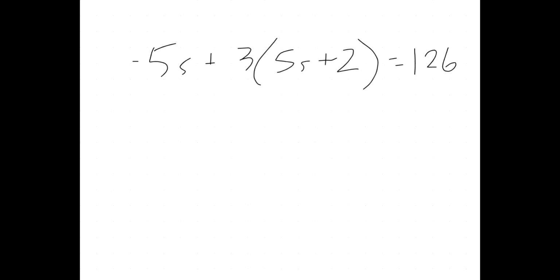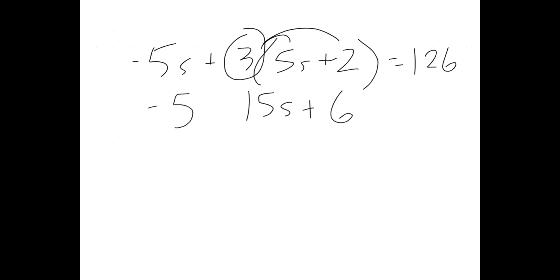So, 3 times 5, yep, so 15s, and then 3 times 5 times 2. Nope, we're taking this 3. We go 3 times 5 and then 3 times 2. Okay. So then 6. So 15s plus 6, and then you bring down the negative 5s. So then you do negative 5s plus 15s plus 6. Good. Equals 126. Yep. And what's next?